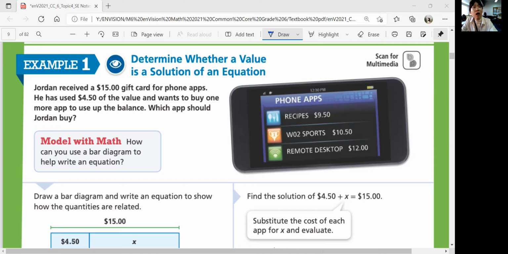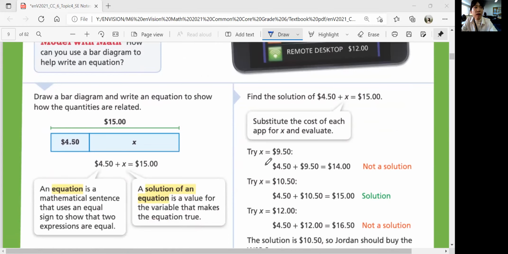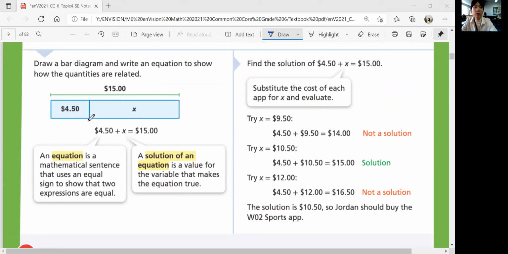First, how can you use a bar diagram to help write an equation? If you are struggling to write an equation yet, that's okay. Let's try to picture it using a bar diagram. You can draw a bar diagram and write an equation to show how the quantities are related. An equation is a mathematical sentence that uses an equal sign, it must have an equal sign, to show that two expressions are equal. A solution of an equation is a value for a variable that makes the equation true.